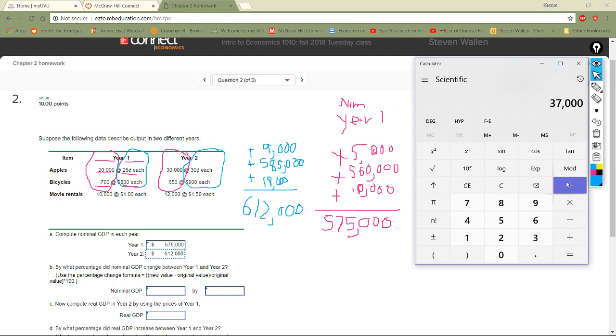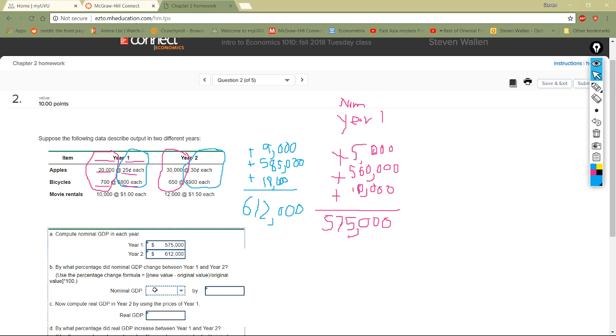And so if we divide this by 575,000 equals, ooh, big long number. What's this number mean? Well, locate your decimal point. 0.06. And then you got a 4 on there, but it's going to round it. So this is going to be 6%.